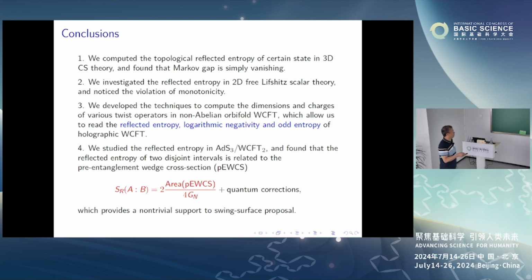And compared to the bulk computation, that means we study the reflected entropy in the context of AdS3/WCFT2. And then we find this formula. Now it's the pre-entanglement wedge cross-section in this case. The final answer is similar to the result in the Euro AdS3/WCFT2, even though technically it's very different and quite complicated. And this formula provides non-trivial support to the swing surface proposal of holographic entanglement in AdS3/WCFT2. Okay, thank you.